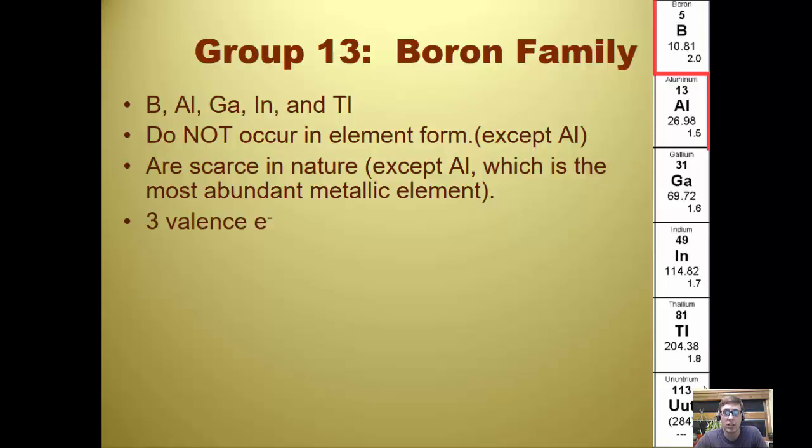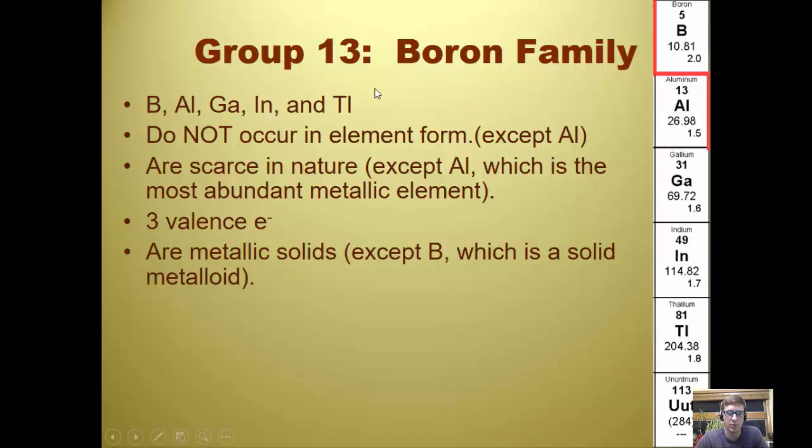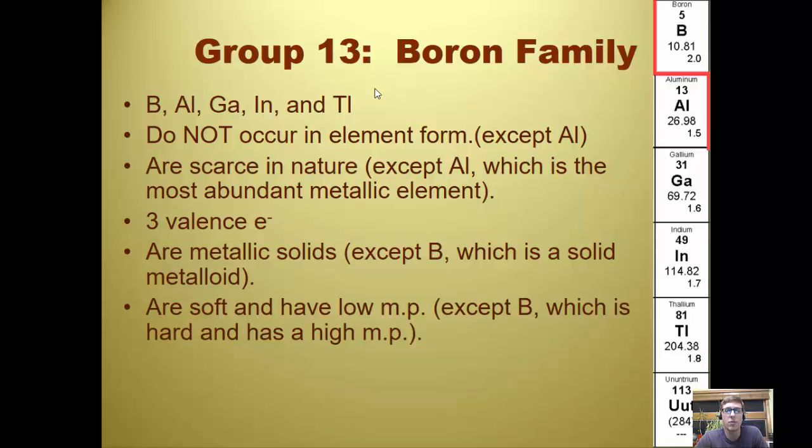They have 3 valence electrons. Remember, group 13, we can get rid of that 1, and we just have the 3, or subtract off 10. They are metallic solids except for boron, which is a solid metalloid. And all are soft and have low melting points. It doesn't take much heat in order to get them to become liquid, except for boron, which is hard and has a high melting point.